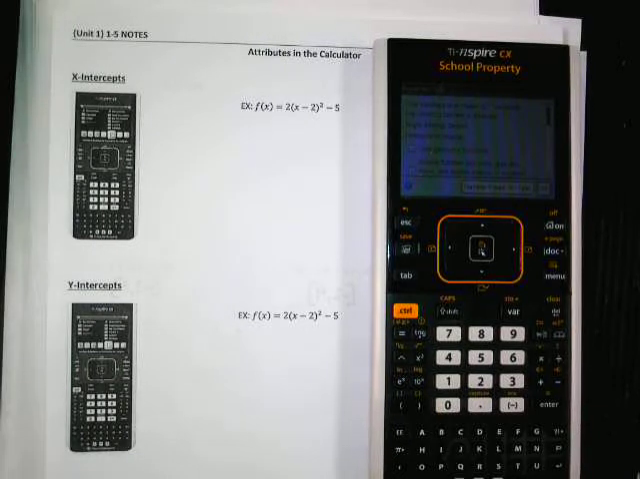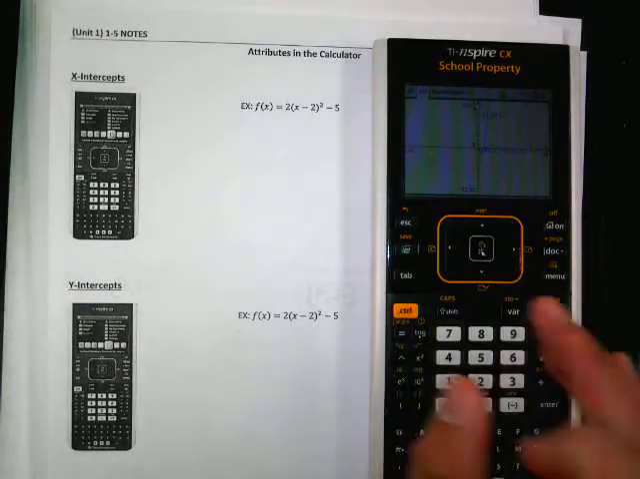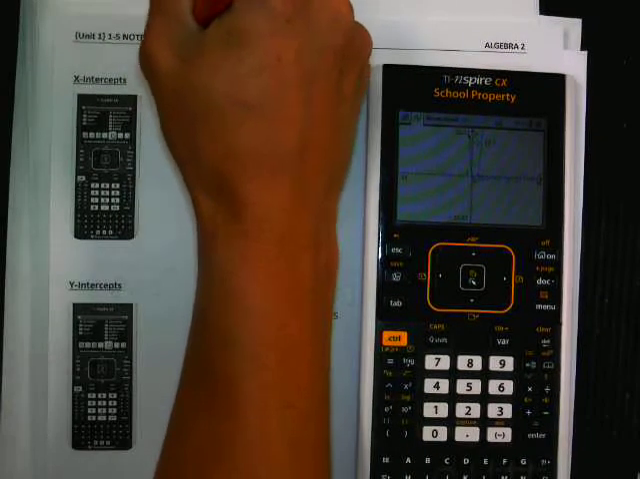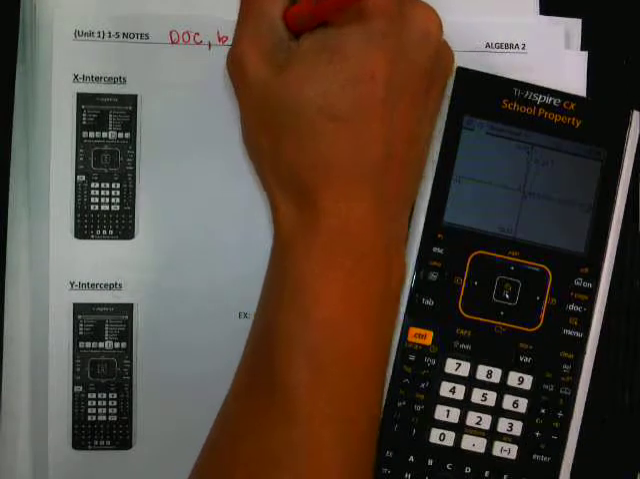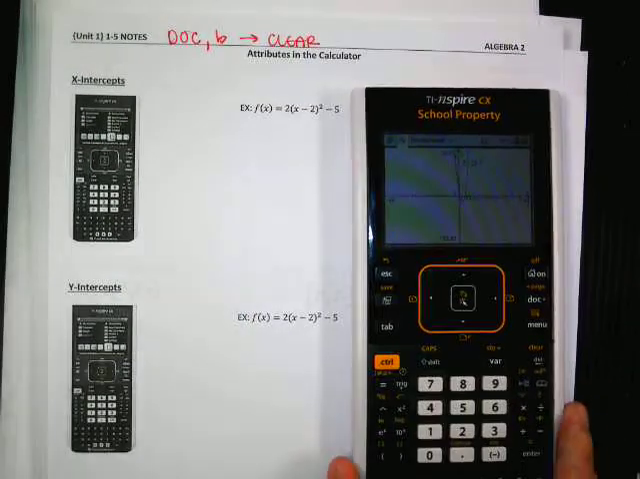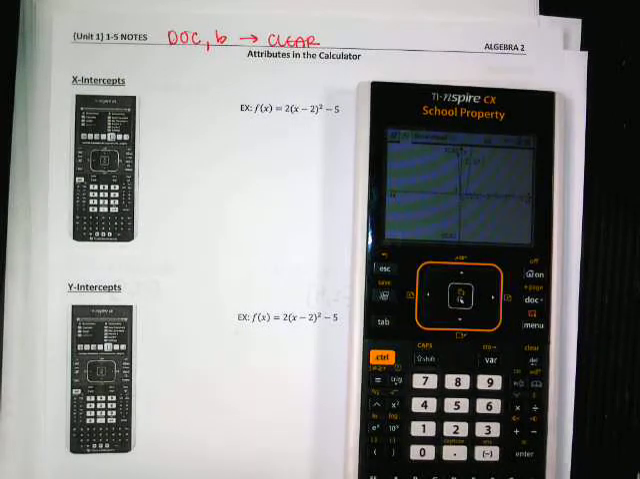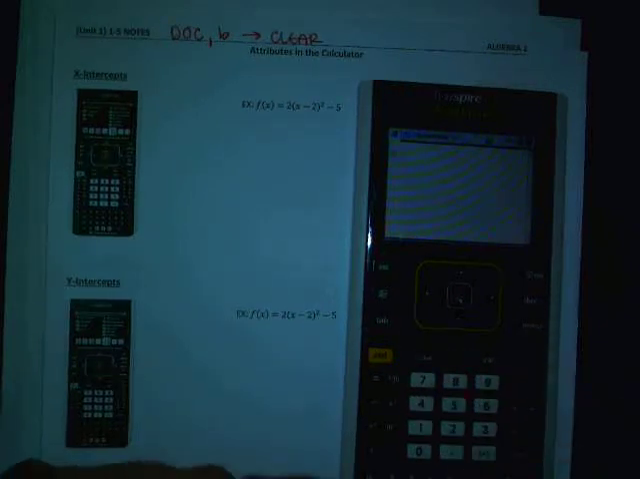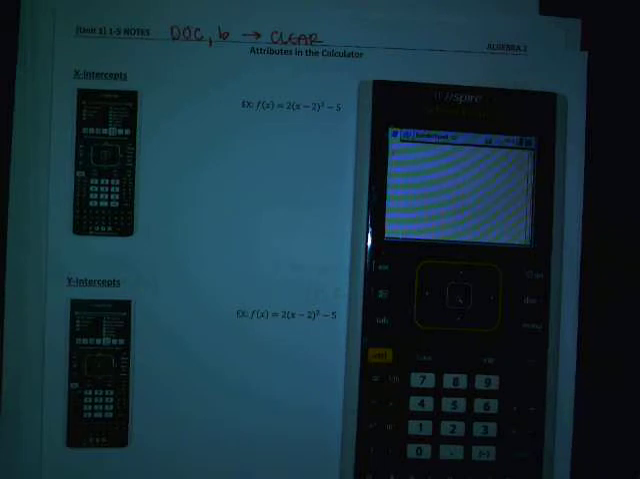Okay, so today we are doing attributes in the calculator. The first thing, to clear your calculator out, you're going to want to do doc B, and that will be to clear it. So I have stuff in my calculator right here, so doc B will clear the calculator out.